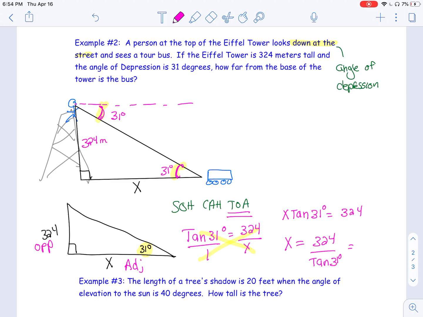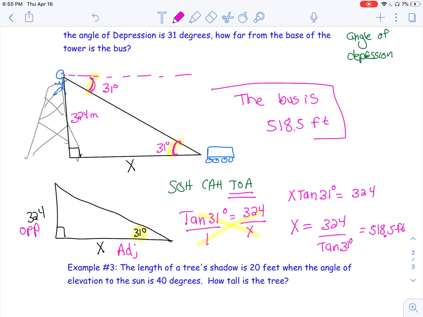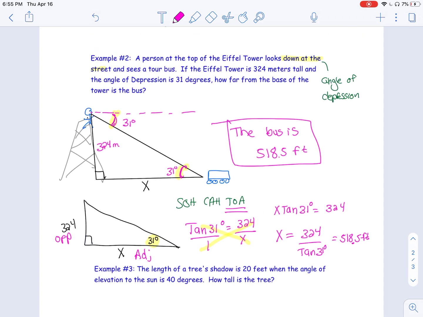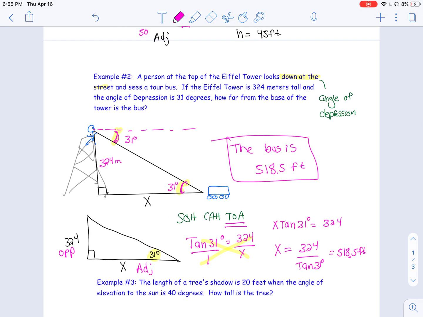If I do that on my calculator, I'm going to get 518.5 feet. So how far is the bus? The bus is 518.5 feet. That's my final answer. So we're doing the same thing as we did in the homework, but you have to make sure you draw your triangles. I'll do another video for the last two examples.